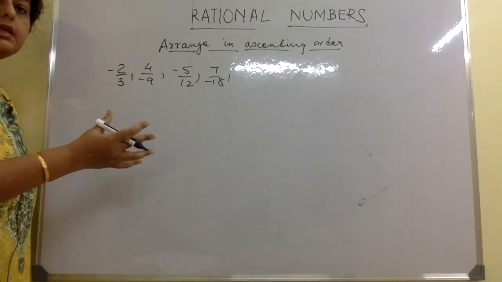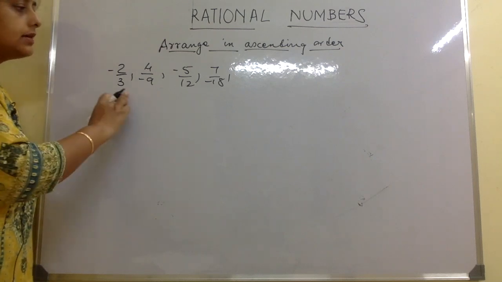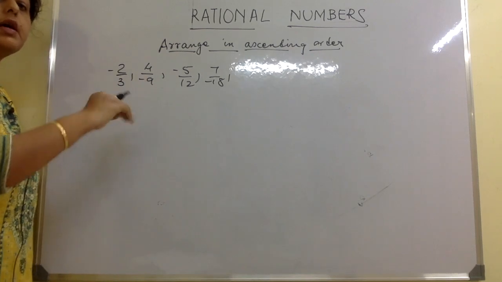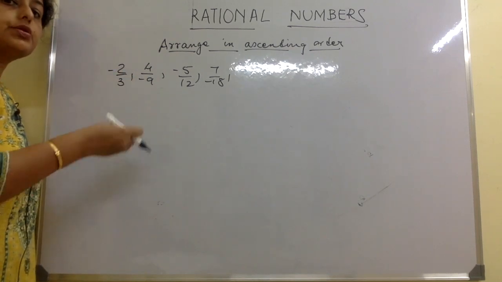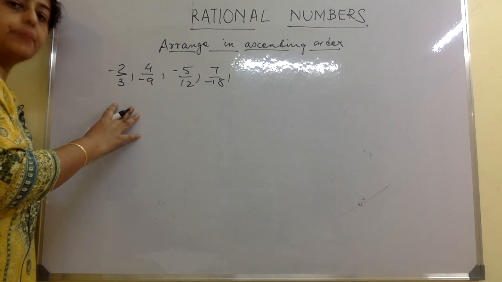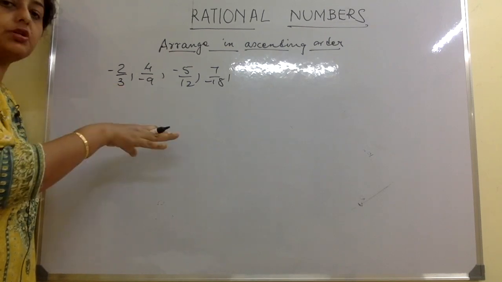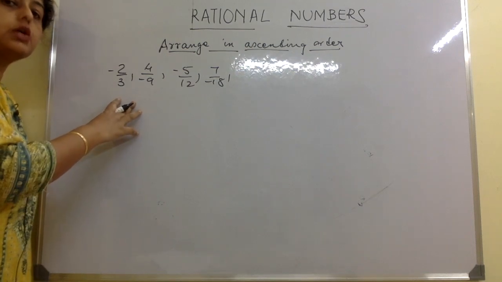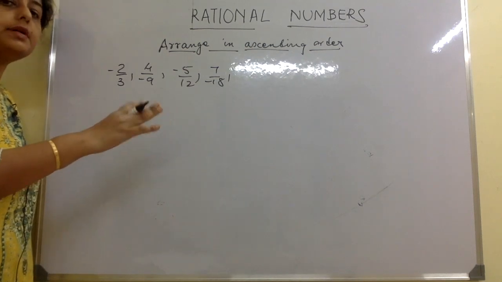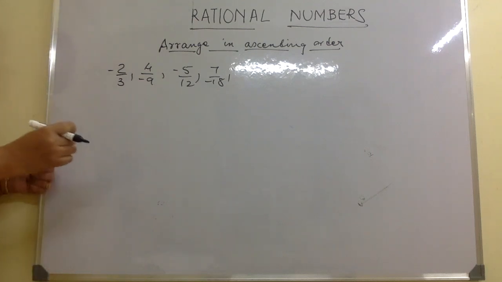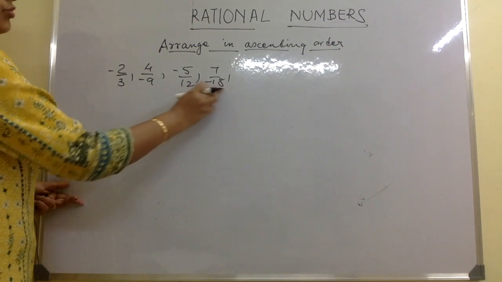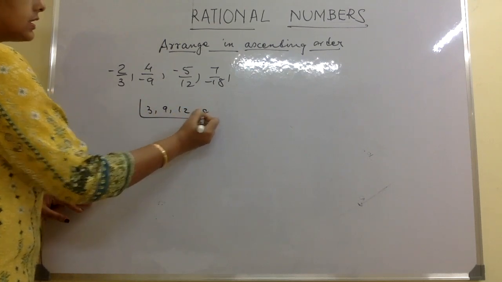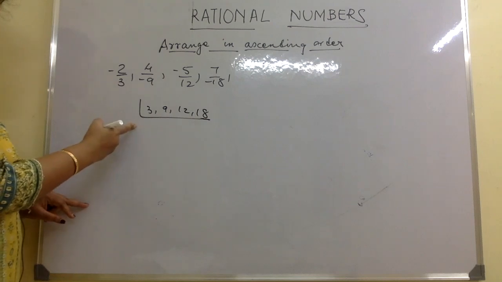Now what I can see in these rational numbers is that they all have different denominators. That makes them unlike fractions. Okay, so these are all unlike. Had they had the same denominator, the work would have been very easy, but now they have different denominators. So we'll have to go for the LCM method. Okay, so what is the LCM of 3, 9, 12 and 18? How much is the LCM?